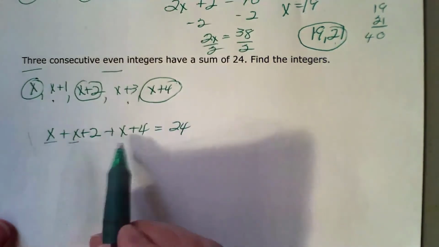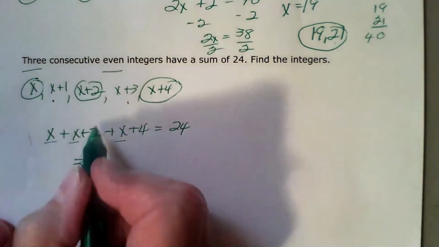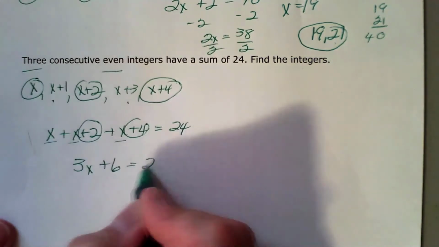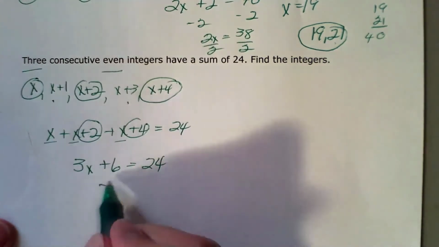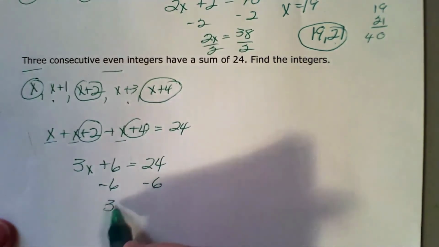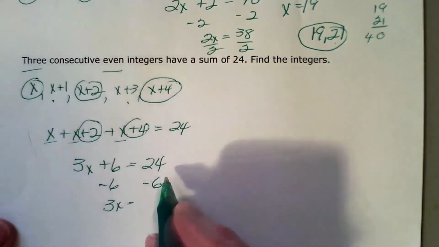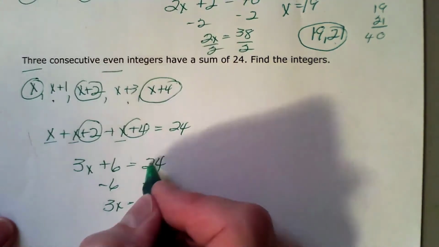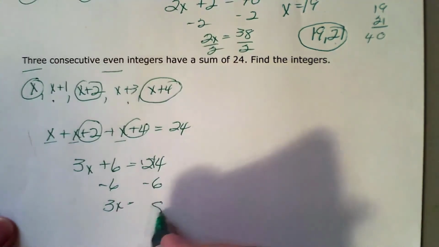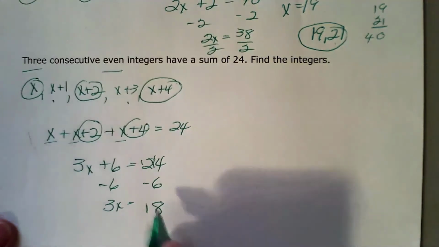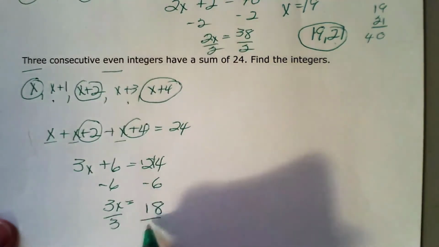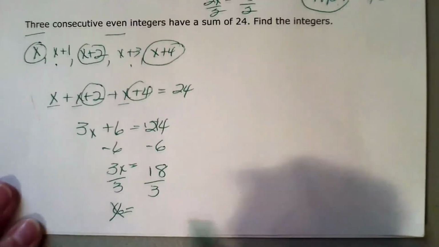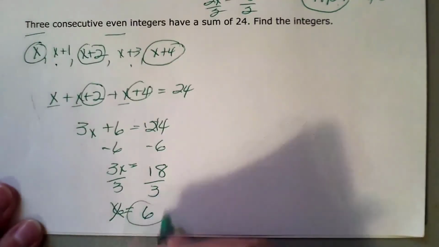First even integer, second even integer, third even integer, and they add up to be 24. So I have 1, 2, 3 x's, and I have 2 and 4, so I have 6 for my constant. Then I just solve the equation. 3x equals 24 minus 6, which is 18. Divide by 3. x equals 6. So that's my first integer.